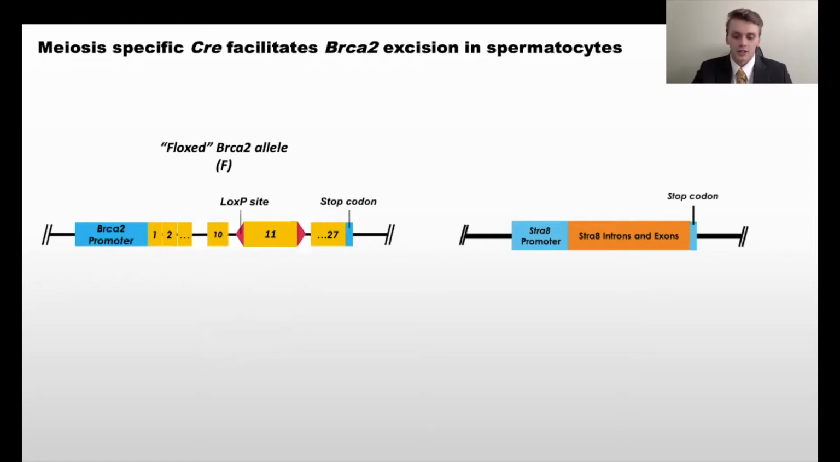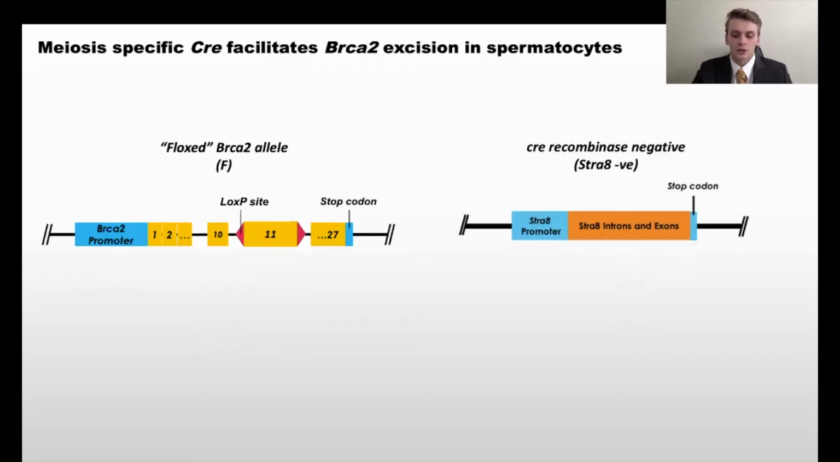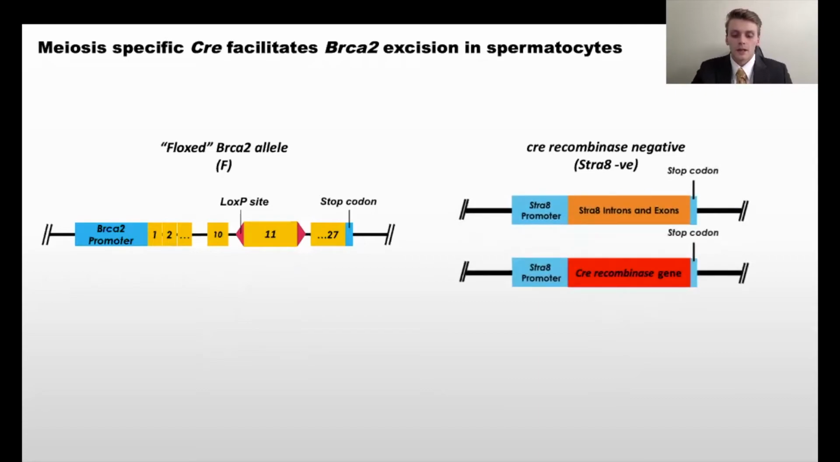Upon transcription and translation in spermatocytes, a functional BRCA2 protein and STRA8 protein are created because they are both present in the cell. This cell is known as Cre negative because there is no Cre enzyme in there yet. However, to induce our conditional mutation, we inserted a Cre transgene under the control of the STRA8 promoter. Now, this enzyme will also be expressed upon meiosis in a similar pattern to STRA8. This cell is now called Cre positive because it has a Cre recombinase transgene in it.